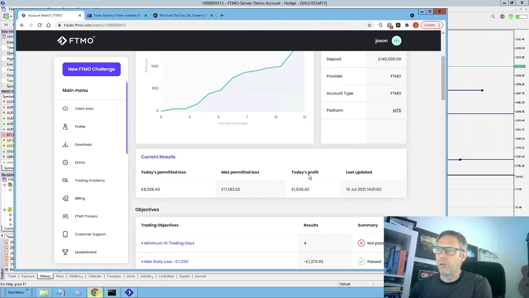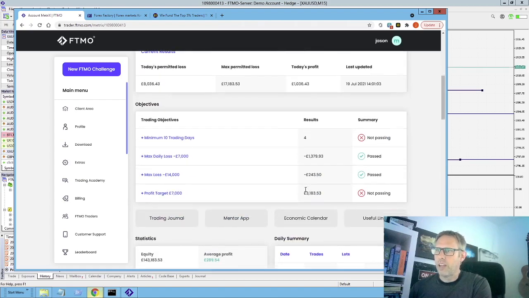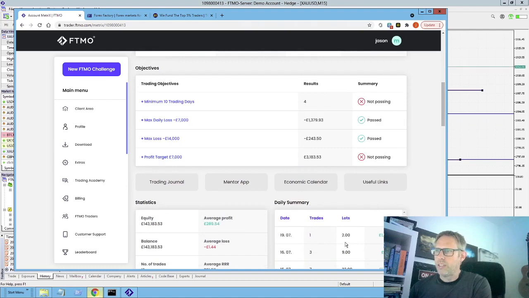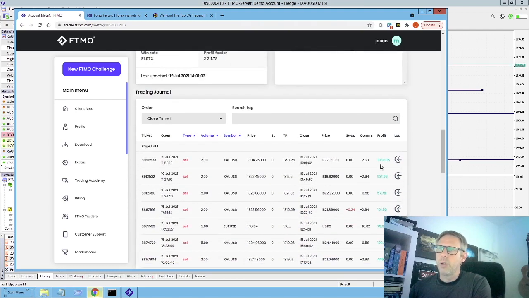We can see today's profit being £1,036, which was the profit I took on that one particular trade. And just going down, we can confirm one trade today, 1,036. And just for double measure, we can see here, sell 2 lots on gold, 1804 was the entry point, 1797 take profit, and pretty much straight in there and took profit out. So yeah, very good trade for me. It was just a nice continuation of the trend and nothing too complicated to look at.